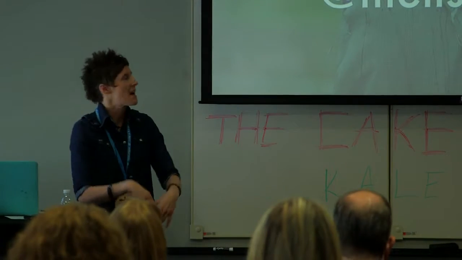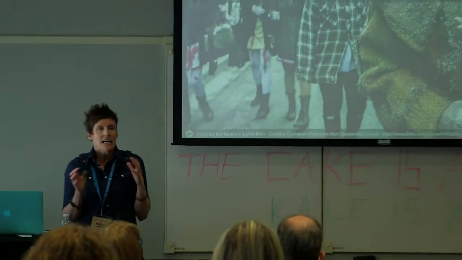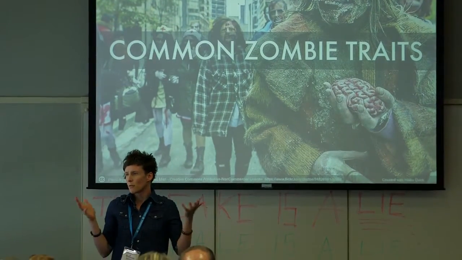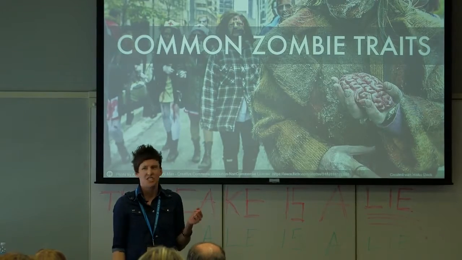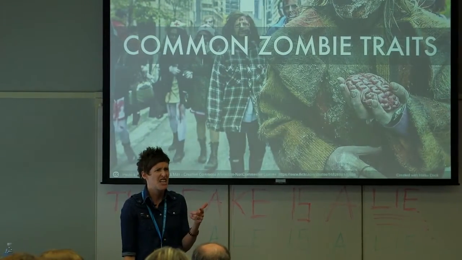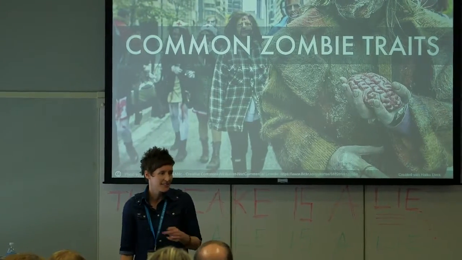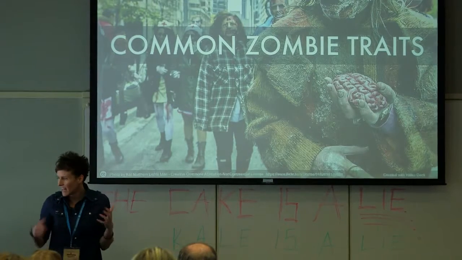So, but let's talk about zombies. Let's not talk about me. I want to hear from you for a minute. Let's think about common zombie traits. Can you yell some out for me? What are typical things you think of when you think of zombies? Dead. Slow. Fleshy. Movements. Flesh eating. Unoriginal. That's right. Inconsiderate. Very good.